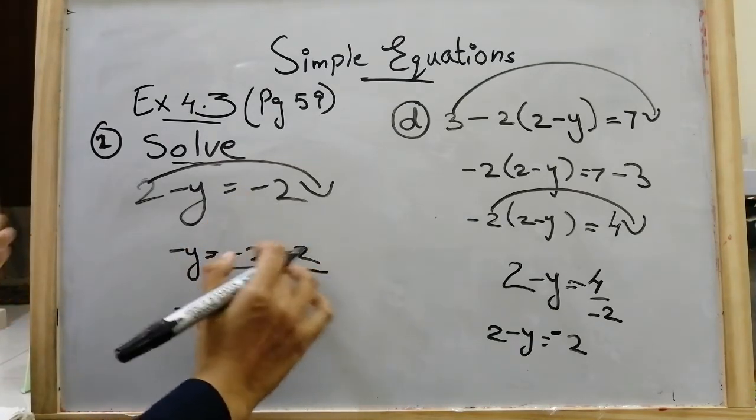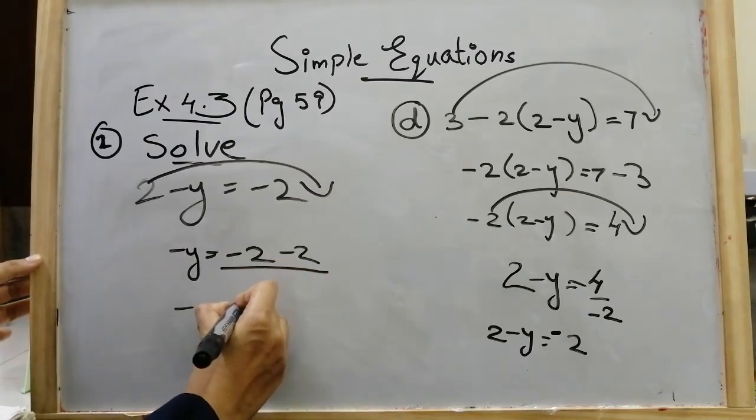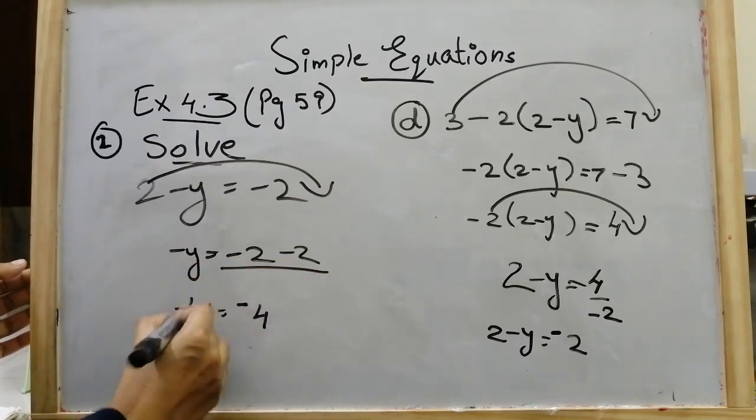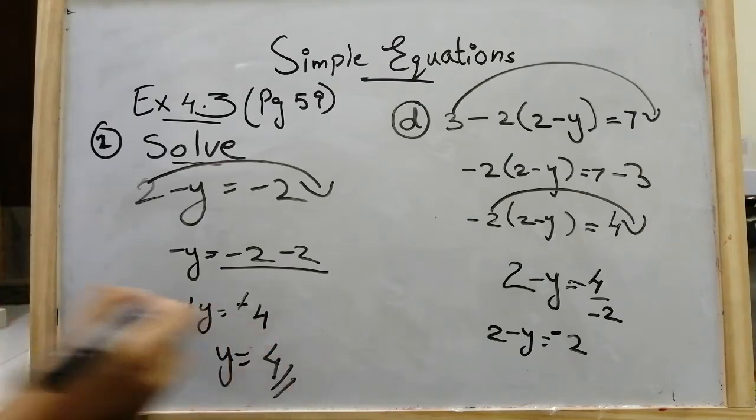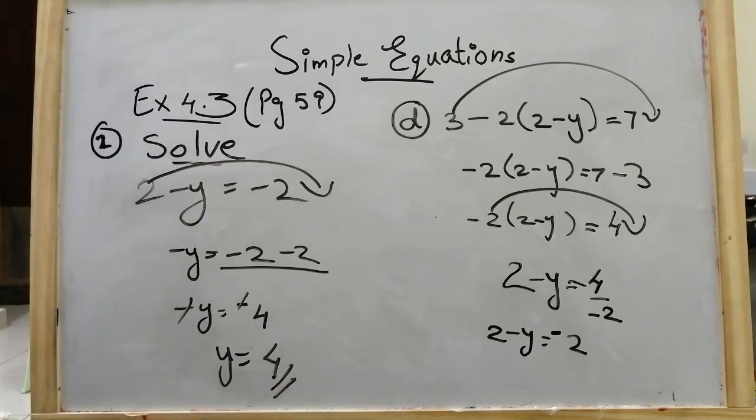And the big number's sign: here both the numbers are equal, so just put one sign from that. And here both the signs get cancelled, and the value for y is 4. This is the answer. Okay, am I clear over here?